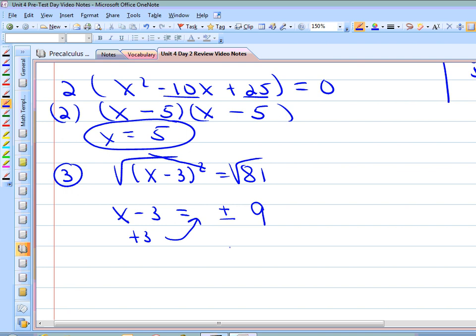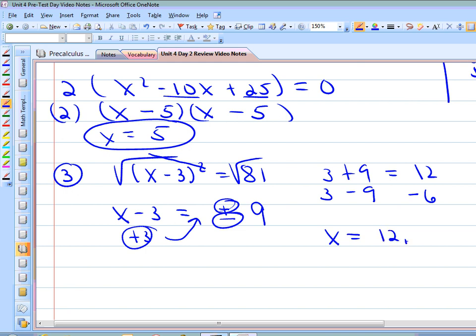Here's how I like to write that. I think that's going to be a positive 3 plus 9 and a positive 3 minus 9. And so 3 plus 9 is 12, and 3 minus 9 is -6. So my x-intercepts, my solutions, my roots are 12 and -6. Go Bearcats. Pause and think through this if you need a little more time.